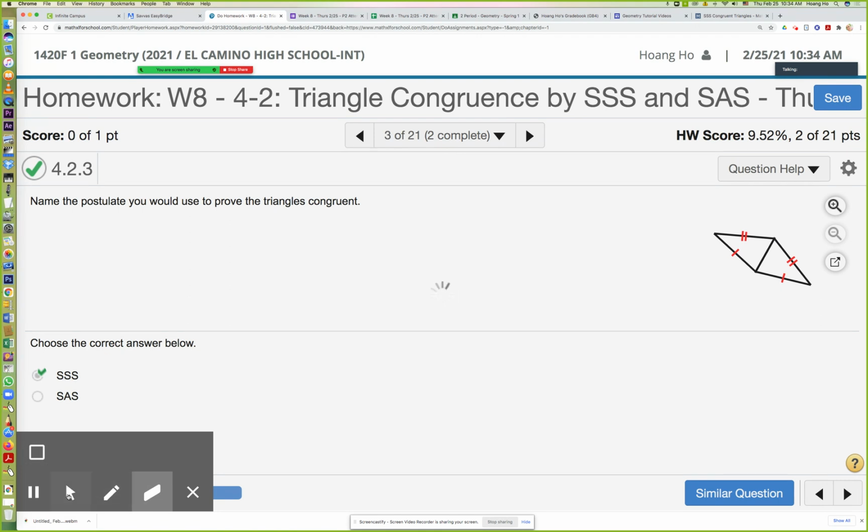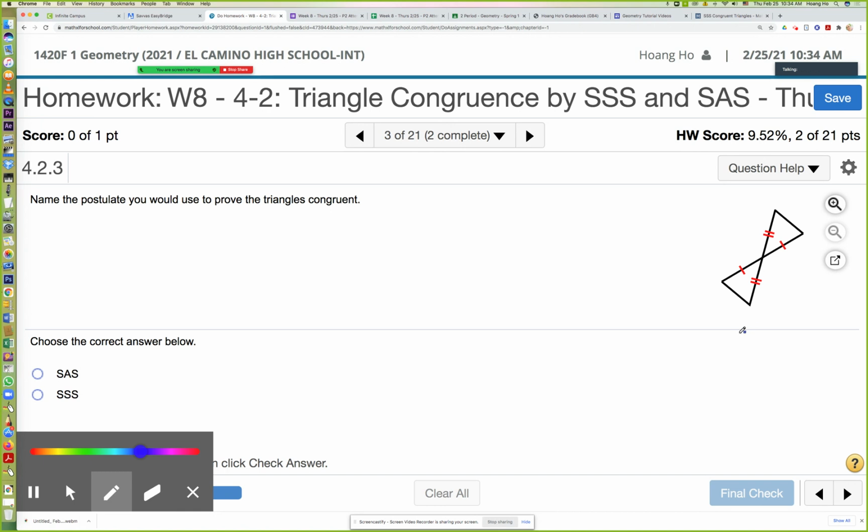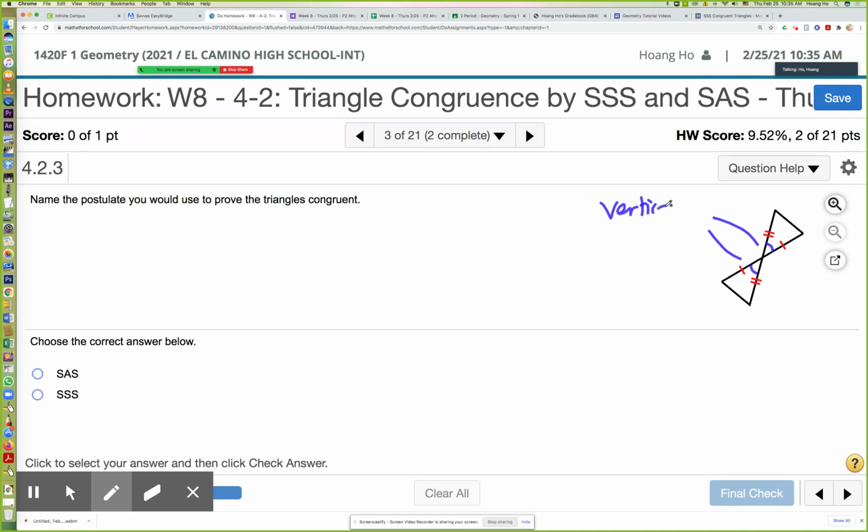Question number 3. Okay. What theorem do we use to prove these two triangles are congruent? Okay. You see two pairs of sides congruent. Okay. Do we have a third side? No, we don't. What else did we notice? These two angles, are they congruent by what? Anybody remember why these two angles are congruent? They are congruent because they are vertical angles. They don't have to tell you. You have to recognize it, you guys.